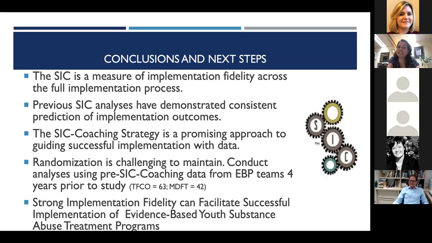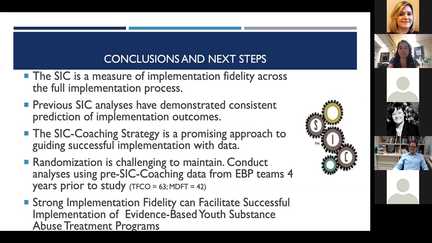So the conclusions and next steps are that the SIG itself is a measure of implementation fidelity across the full implementation process, that we have demonstrated consistent outcomes with being able to predict implementation outcomes, and that the SIG coaching strategy might be a promising approach to guiding successful implementation through the use of a site's own data. It's not collecting extra data. This is the data that we would be collecting anyway. And then randomization, of course, is a challenge.